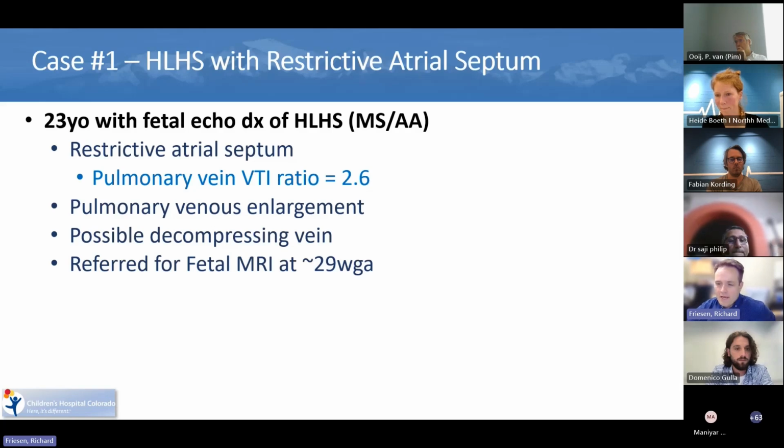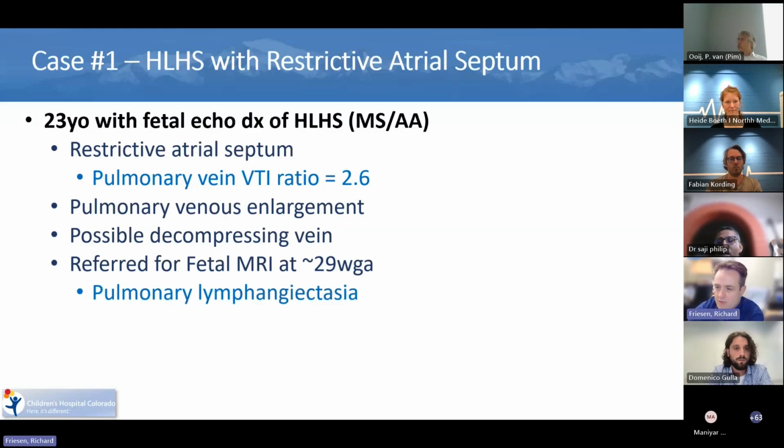So this patient was referred for a fetal cardiac MRI around 29 weeks gestational age, which is right at the lower end of our typical cutoff, which, as Pim mentioned, is about 30 weeks or above to minimize motion artifact of the fetus. But given the clinical scenario and potential for further decision making, this MRI was performed around 29 weeks.